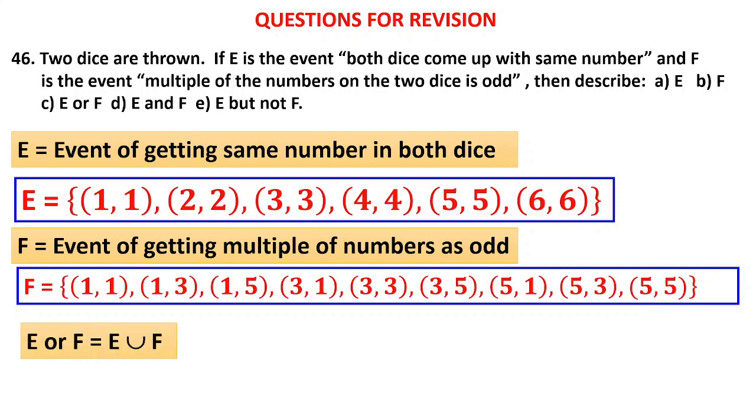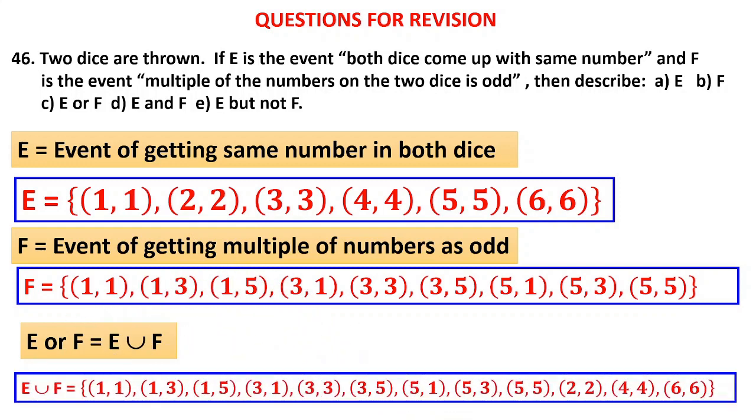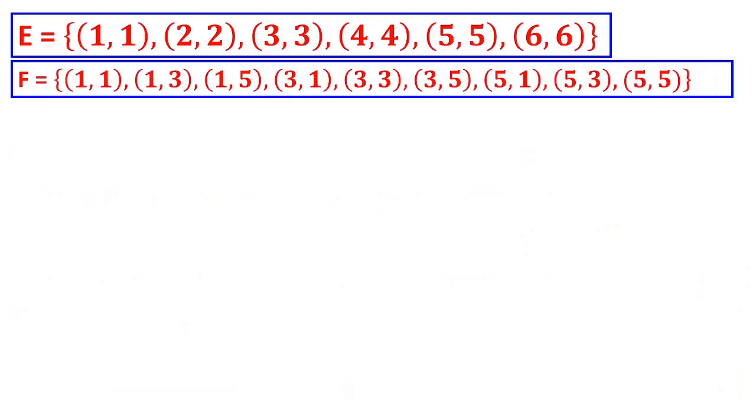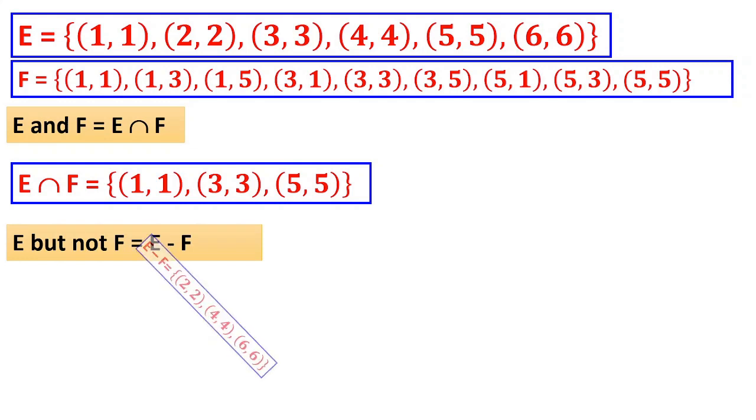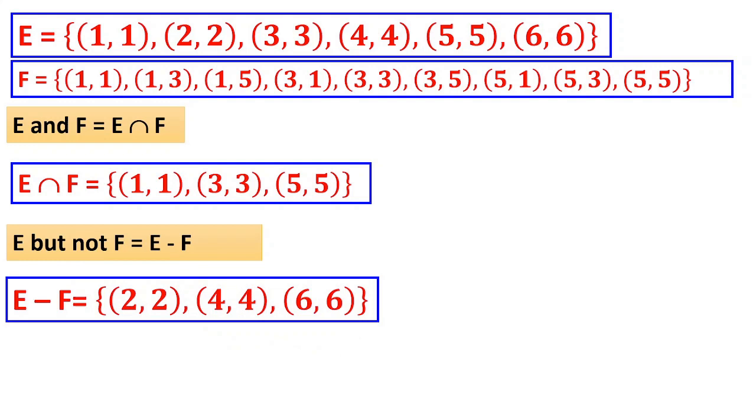Let us move on to subdivision C, E or F. What do you mean by E or F? E union F. I am just finding the union of both the sets. E and F: what do you mean by E and F? You have to find E intersection F. I am finding the elements which are common in E and F. Now I find E but not F, which is E minus F. What is the meaning of E minus F? It is in E but not in F. I have found that also. If you write out E and F, you can answer all the questions simultaneously.